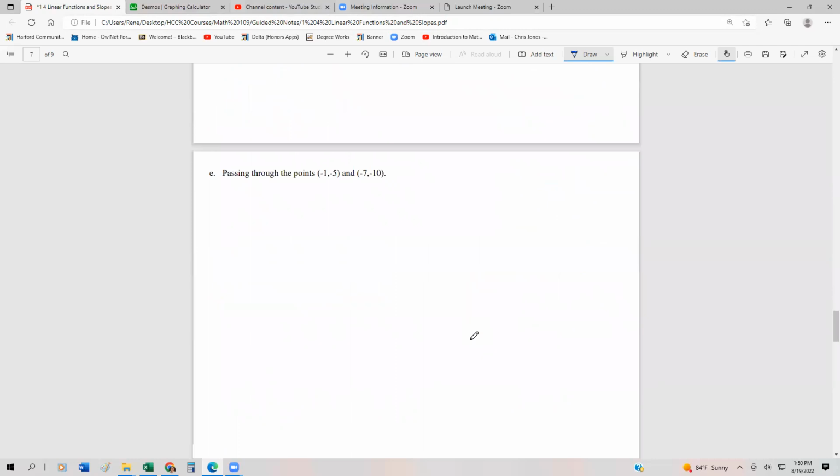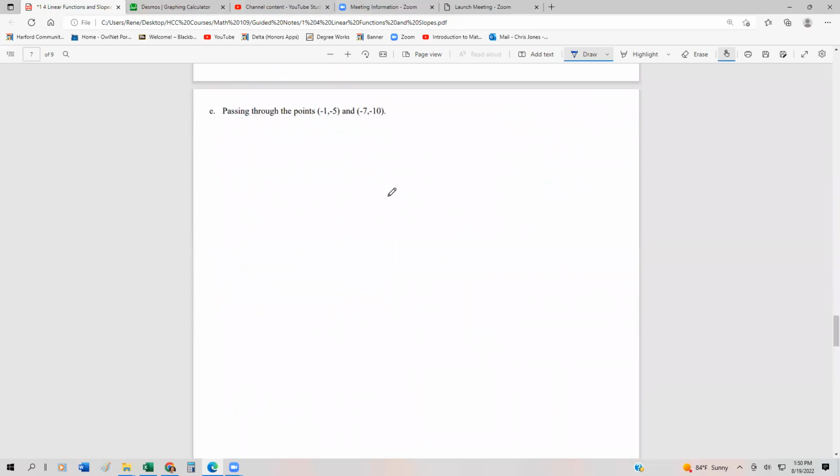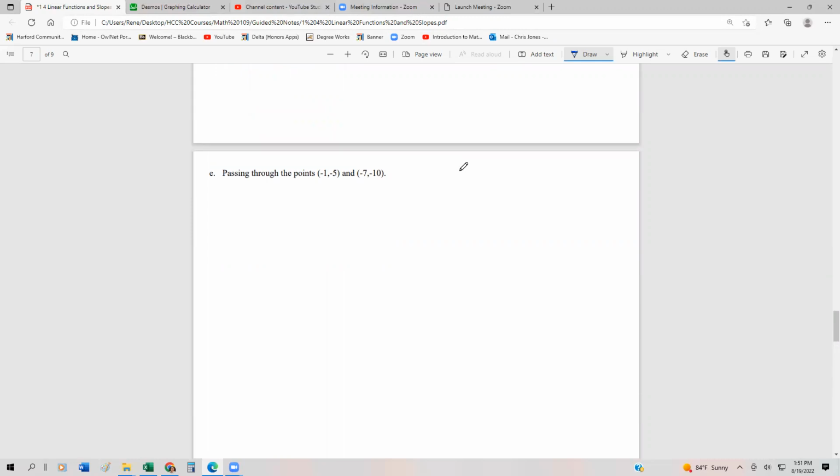All right. Another example, and this one's probably not going to be as nice as the previous one. So we have the points (-1, -5) and (-7, -10). And again, it might be helpful for you to pause the video and try this on your own at this point to make sure you can find the equation that passes through the two points.